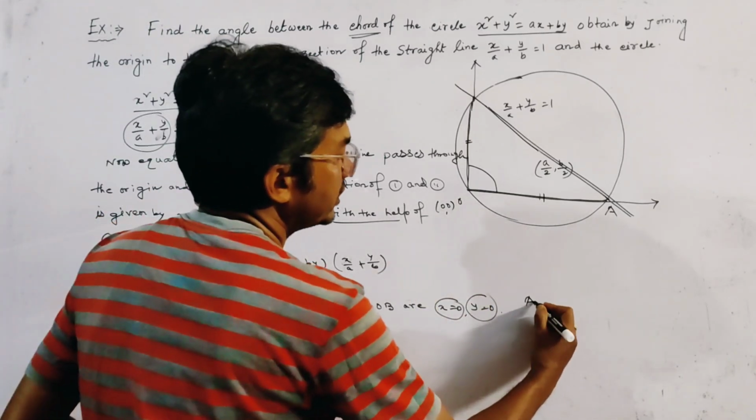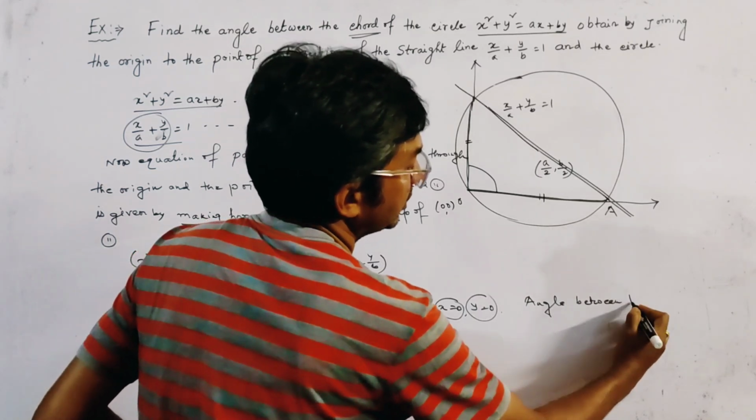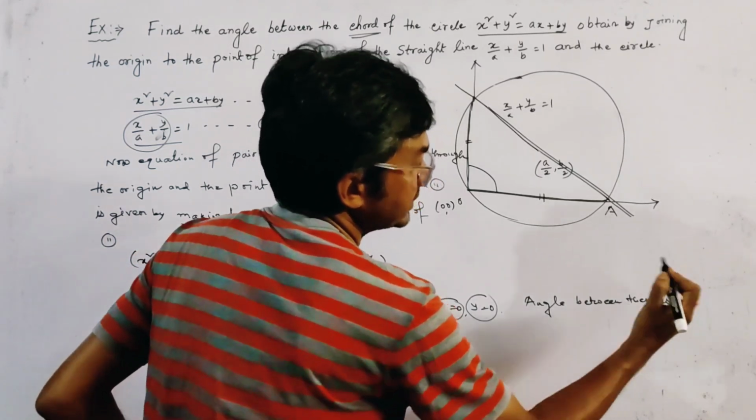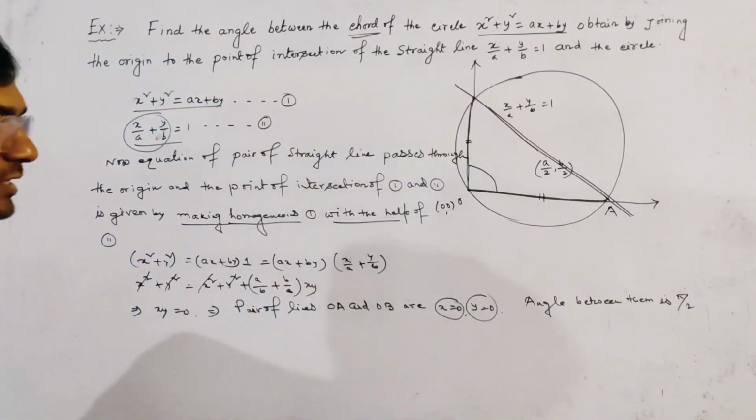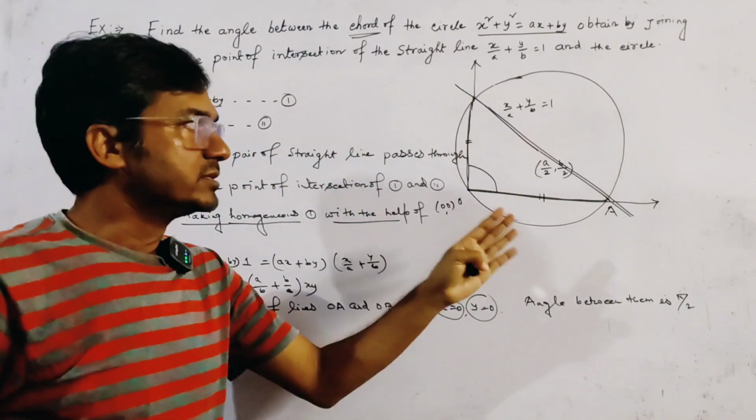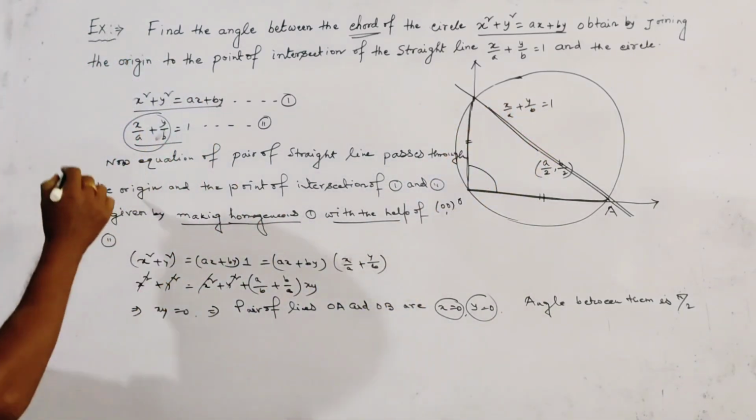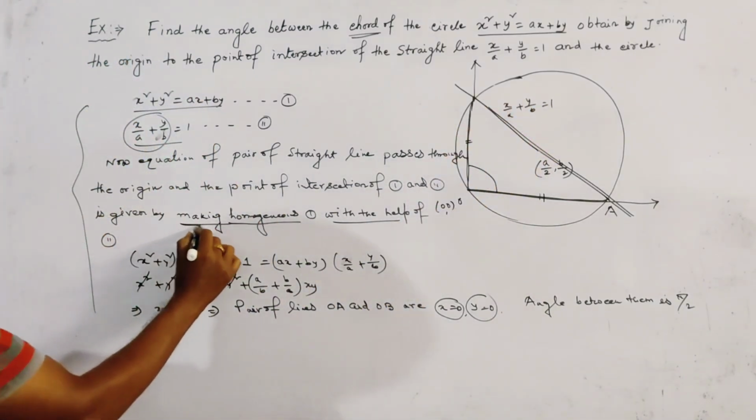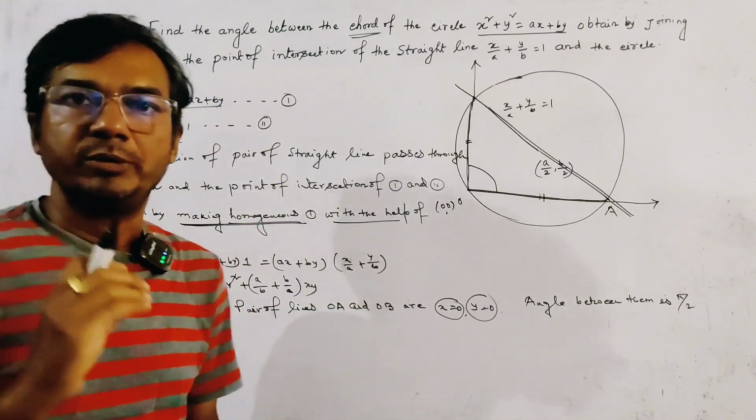So the angle between them is pi by 2. Clear? So this is the answer. We found the answer geometrically and also analytically, and this is the important process for this type of problem.